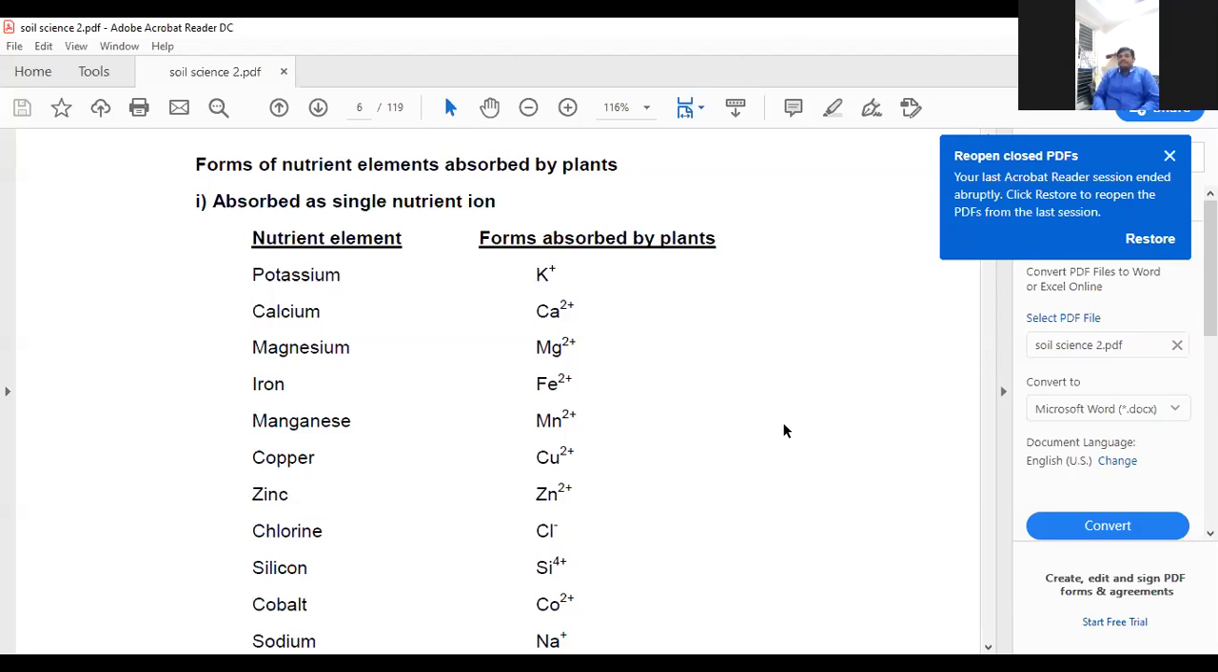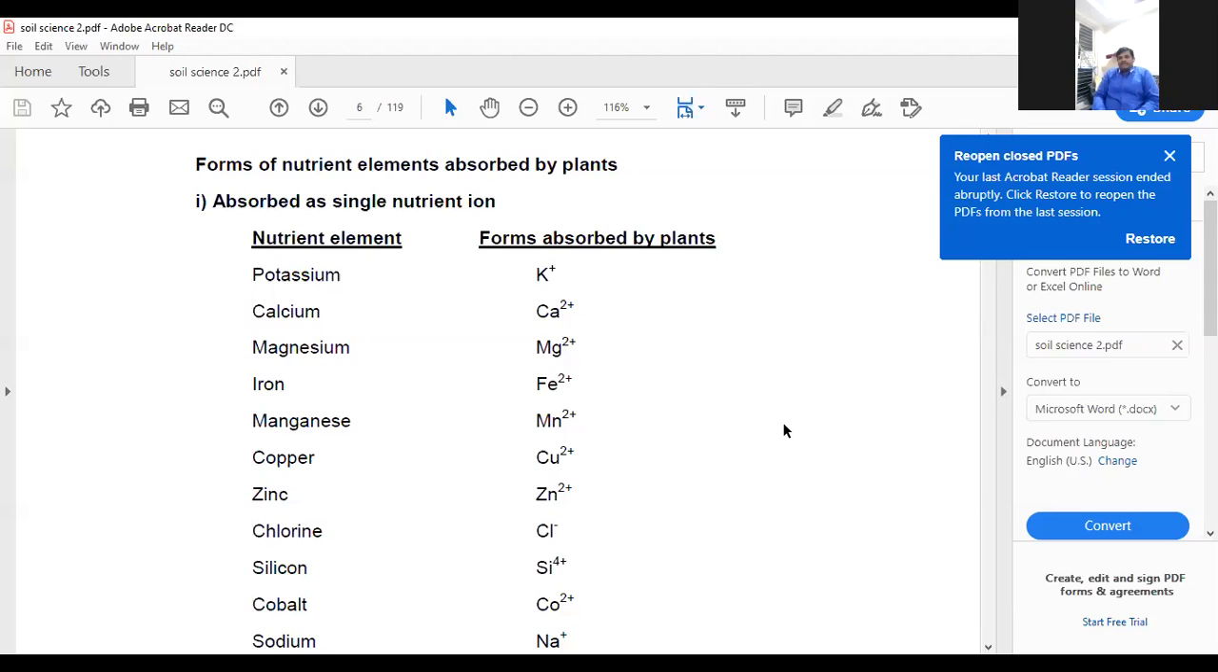For calcium, the available form is Ca++. For magnesium, the available form is Mg++. Then iron, Fe++. Manganese, Mn++, and Mn3+, that is known as manganese. In copper, Cu++, that is the available form of copper.